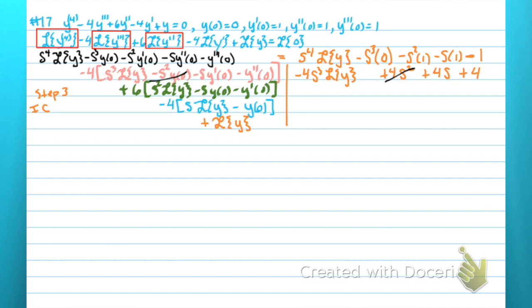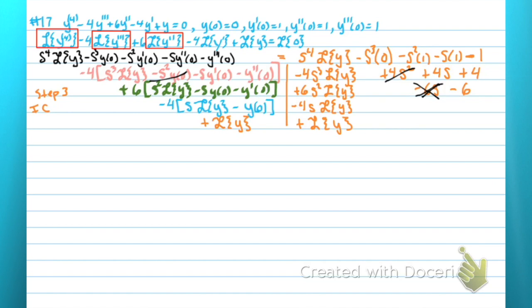But then I distribute in that minus 4, that's why it's plus 4s, and then plus 4. We keep on keeping on. That's a 6s squared times the Laplace of y, and that term should have been gone too. And then that's 6 times 1, which is 6. I keep on going on. So then that's a minus 4s times the Laplace of y, minus y naught, which is 0. Okay, I keep on. And then I add that Laplace of y.